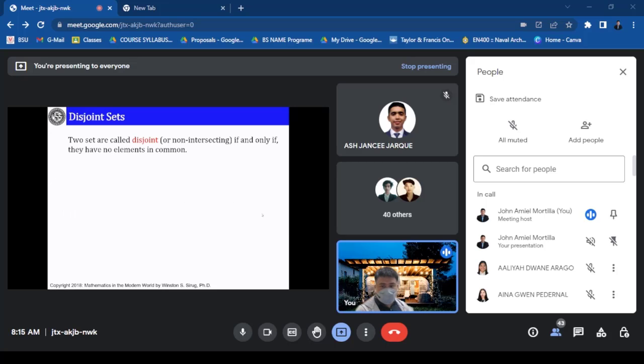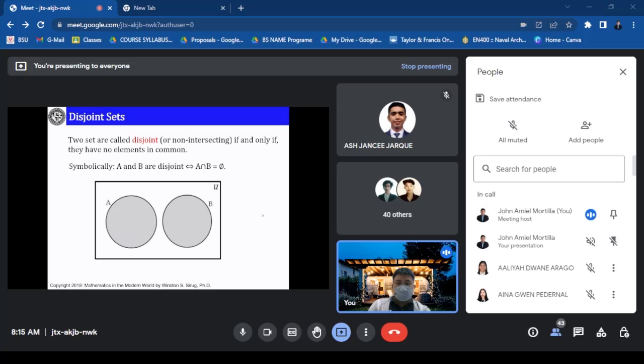So, we have disjoint sets. These disjoint sets, two sets are called disjoint or non-intersecting if and only if they have no elements in common. So, A and B are disjoint if and only if A intersection B is equal to 0 or null. So, yan ang ating disjoint sets.